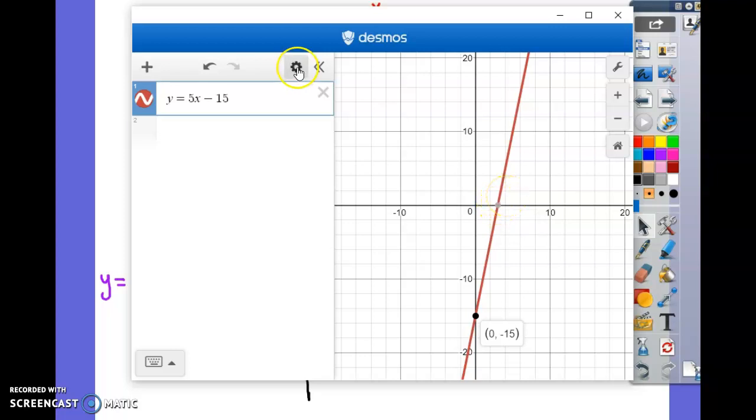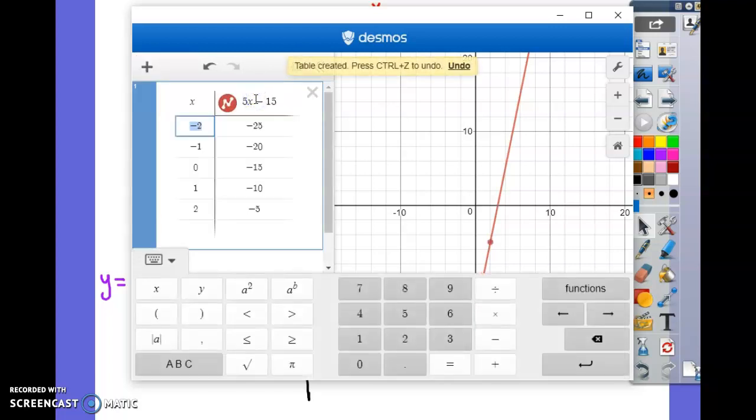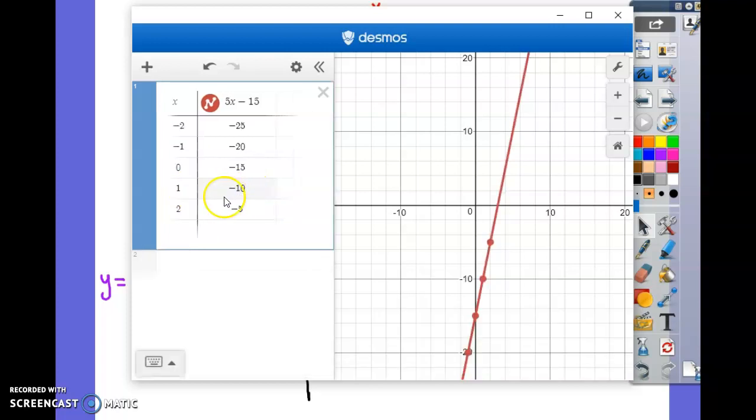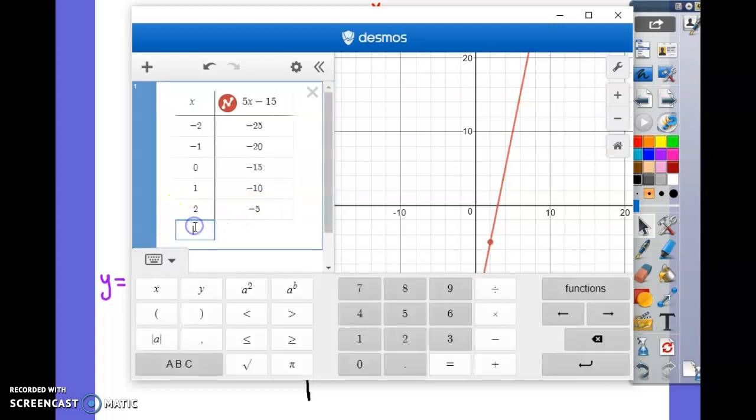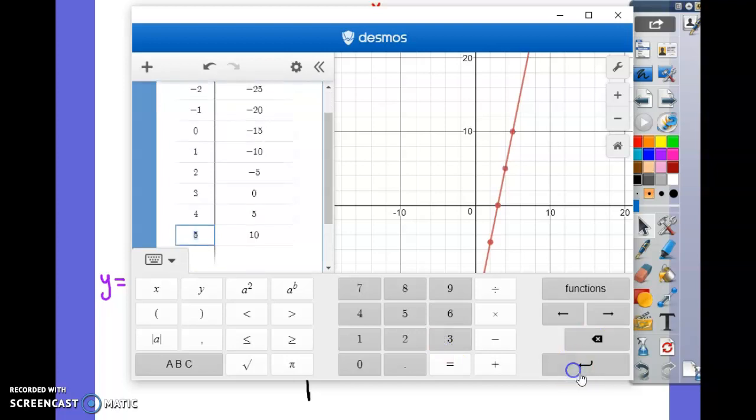So if you open up the table right here for that equation, it's going to tell you that at 0 cars, I had negative $15. 1 car, I have negative $10 because I'm paying off my debt. 2 cars, now I have negative $5. So I'm starting to make money. 3, enter. 4, enter. 5, enter. Okay, I'm starting to make money after 4 cars. I make $5, then I make another $5, then I make another $5, and so forth and so on.